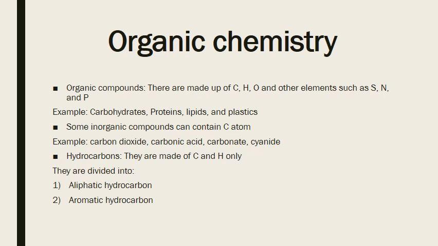Hydrocarbons are made up of carbon and hydrogen only. They're divided into two groups. Aliphatic hydrocarbons are straight chain, and aromatic hydrocarbons are circular.